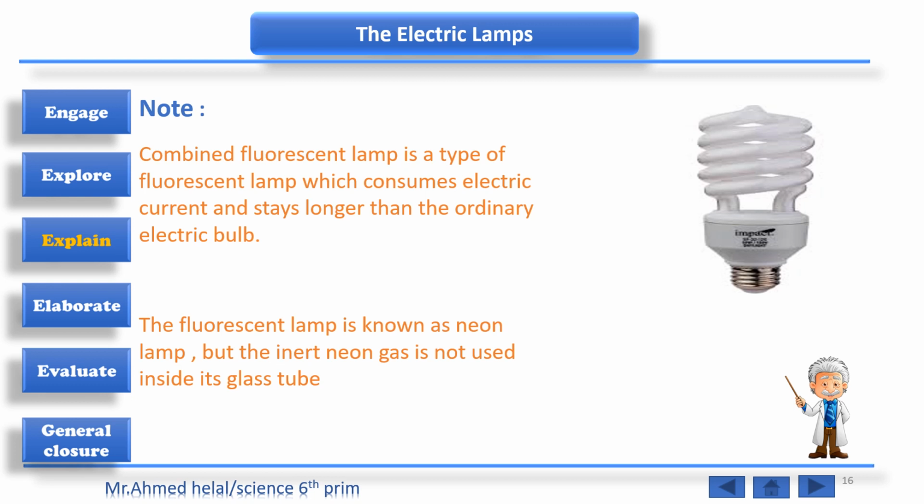And here we have a note: the combined fluorescent lamp is a type of fluorescent lamp. This is the combined fluorescent lamp, which consumes less electric current and lasts longer than the ordinary electric bulb, and actually we use it inside our houses nowadays. The fluorescent lamp is known as the neon lamp. This is so important, but the inert gas neon isn't used inside the glass bulb.